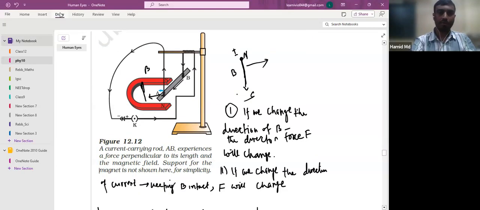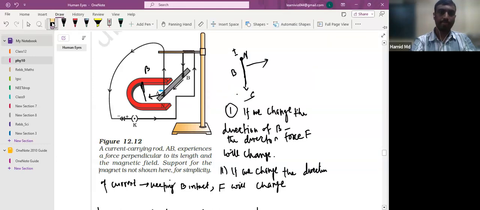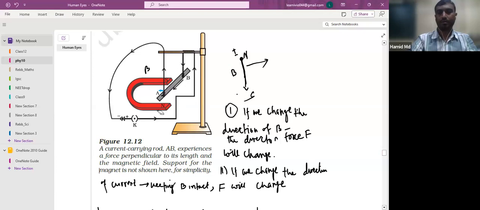Okay, so it says that you imagine your left hand, right? Left hand. So this was the experiment, right? Now consider the three fingers of the left hand. What are those three fingers?